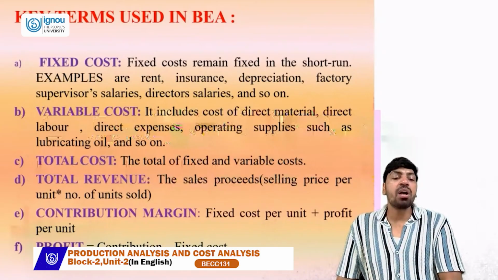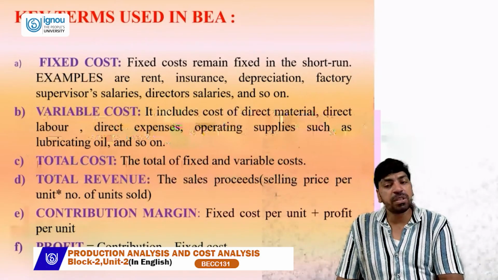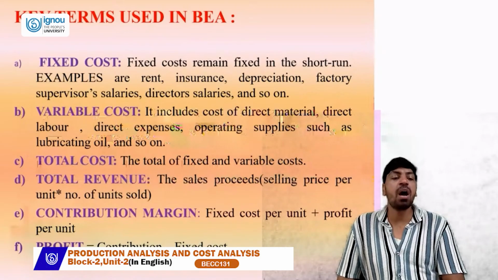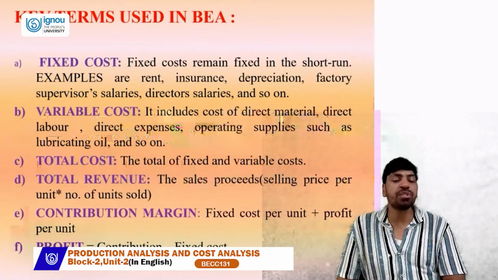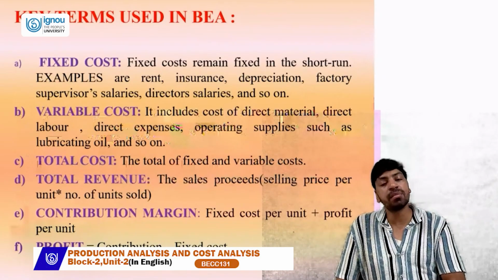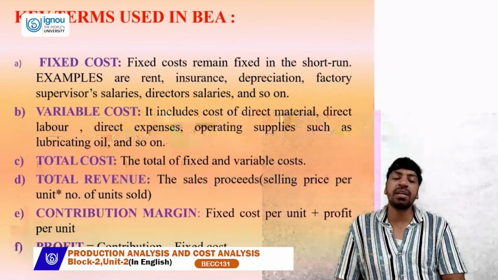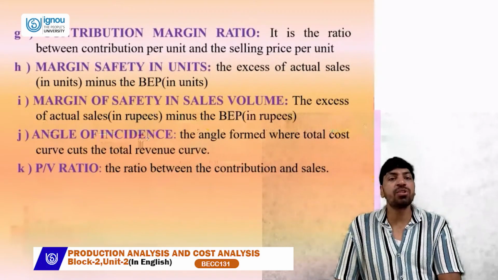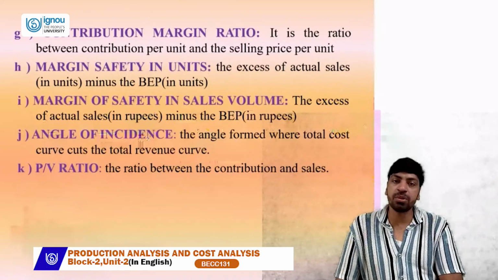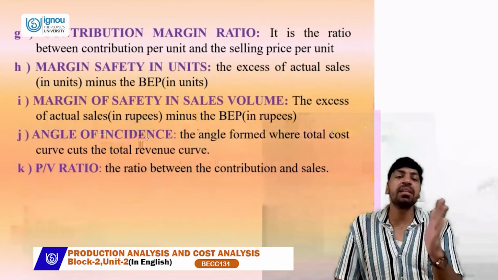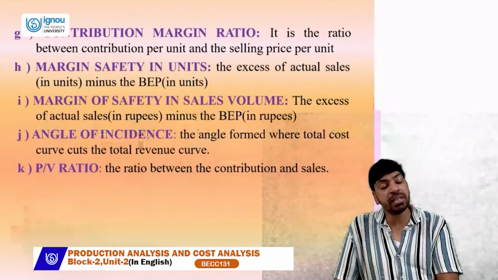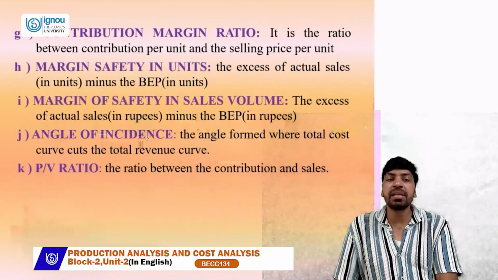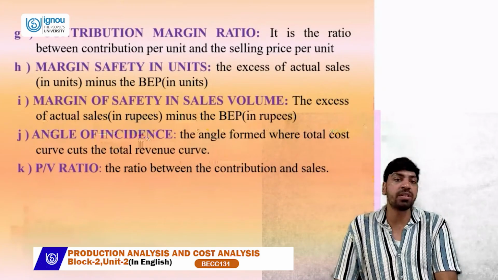Contribution margin is the selling price per unit minus the variable cost per unit. How to calculate the profit? It is contribution minus fixed cost. Whatever contribution has been made in producing the goods and services, just deduct fixed cost, and you will get the profit. Contribution margin ratio is the ratio between the contribution per unit and the selling price per unit. Just divide, and you will get the contribution margin ratio.